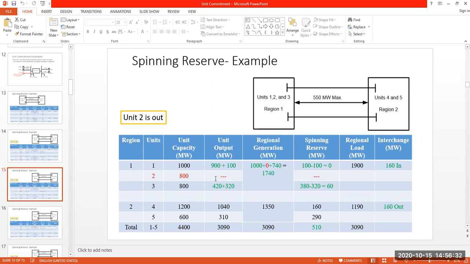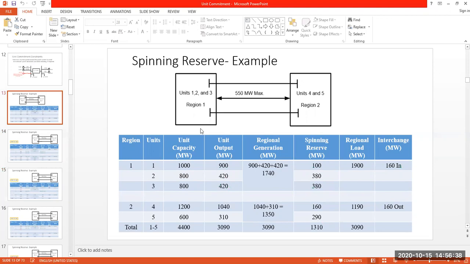But now how much is missing? That is the important information. Due to the loss of unit number 2, how much is missing? Let's check the first slide of this example. You are missing 420 megawatts. So that amount has to be managed from somewhere.